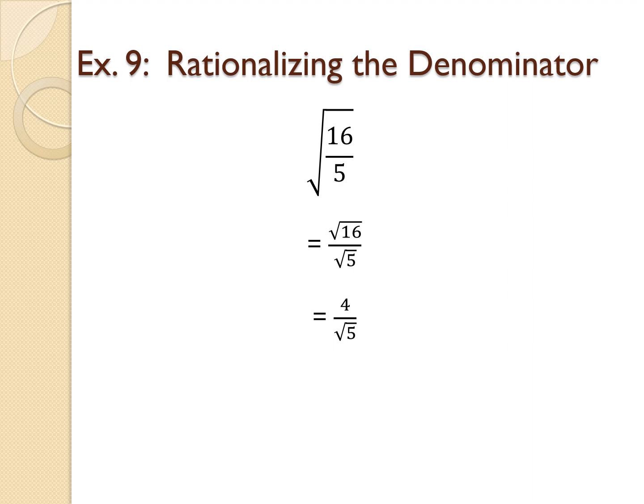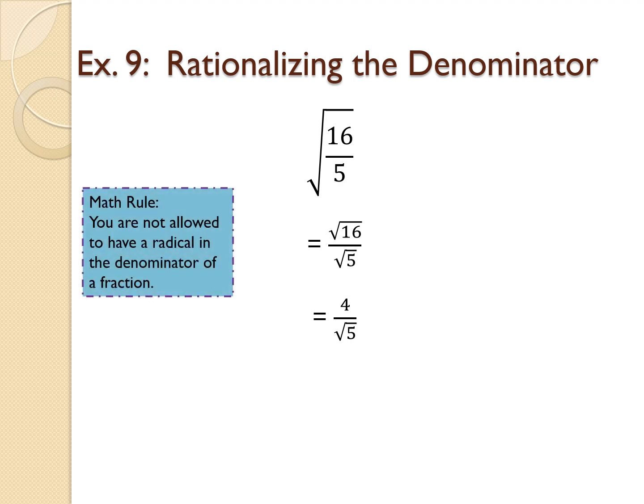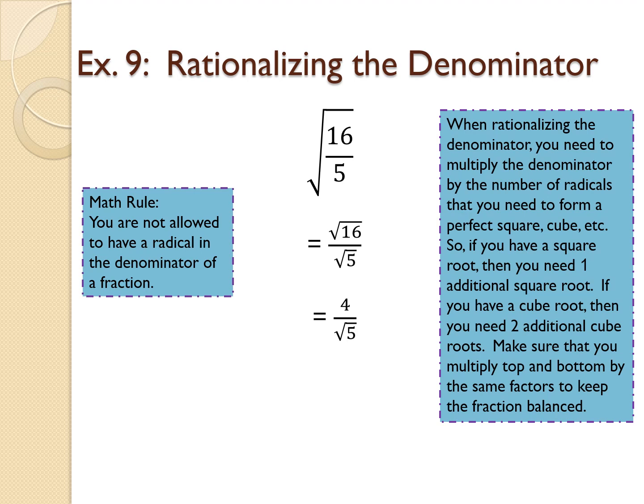It doesn't work. So we are going to have to rationalize the denominator. Now, square roots will look familiar, but then we're going to get into what if it's a cube root? What if it's a fourth root? So we're going to talk about that. But here's the deal. When rationalizing the denominator, you're going to multiply the denominator by the number of radicals that you need to form a perfect square, a perfect cube, etc.